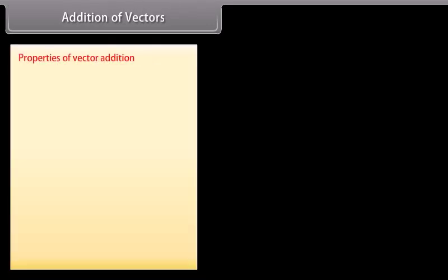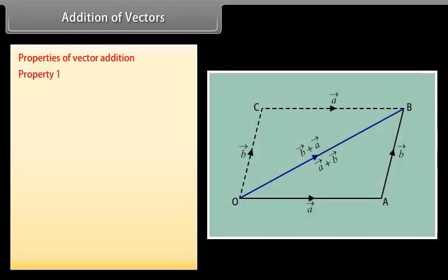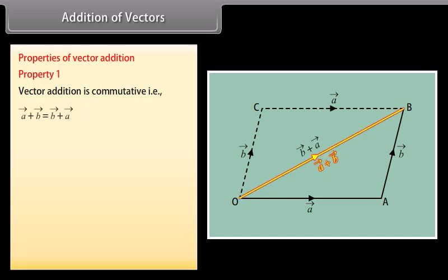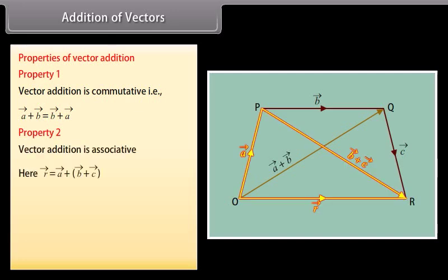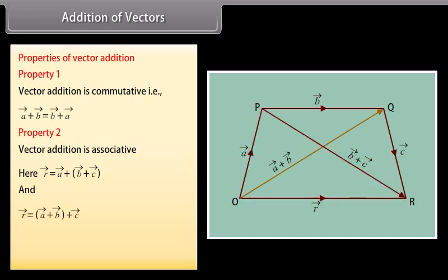Addition of vectors. Properties of vector addition. Property 1. Vector addition is commutative, that is, vector A plus vector B equals vector B plus vector A. Property 2. Vector addition is associative. Here vector R is equal to (vector A plus vector B) plus vector C, and vector R is equal to vector A plus (vector B plus vector C). Hence, (vector A plus vector B) plus vector C is equal to vector A plus (vector B plus vector C).